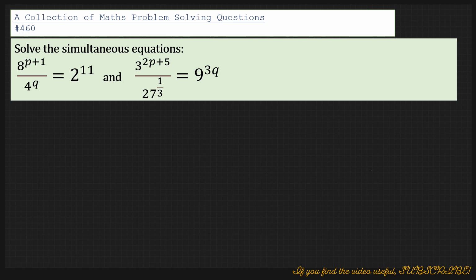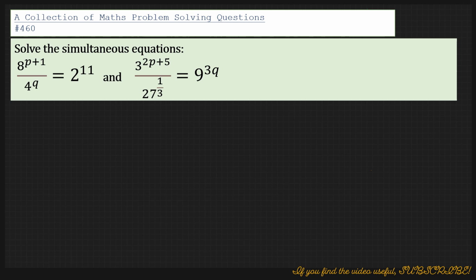Solve the simultaneous equations. It's very complicated looking, so I'm not going to read it out because I really don't know how to read it out. I think maybe I just work out the solution.